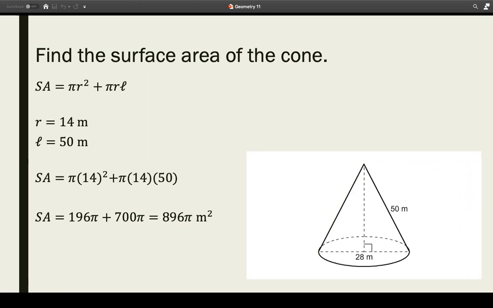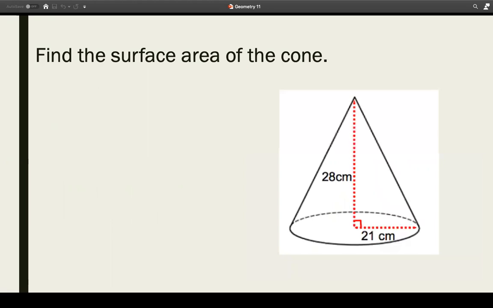We can write our answer in terms of pi or as an approximate answer. All right, and one more example. Here we are given a radius. And here we are not given the slant height, and we're going to need to find it. We have the measurement of just the regular height of this cone. We need to find the slant height. So again, we're going to use the Pythagorean theorem.